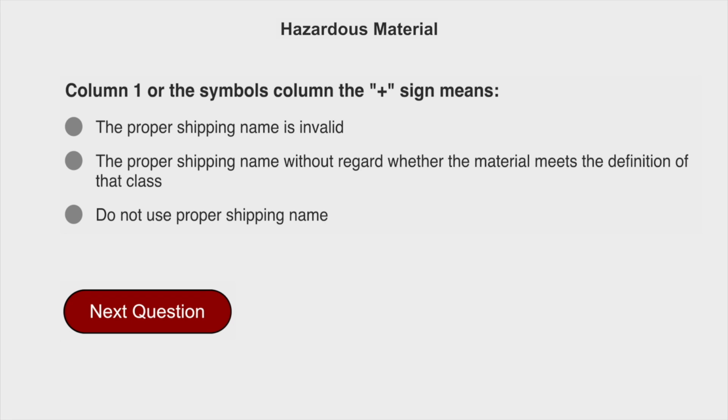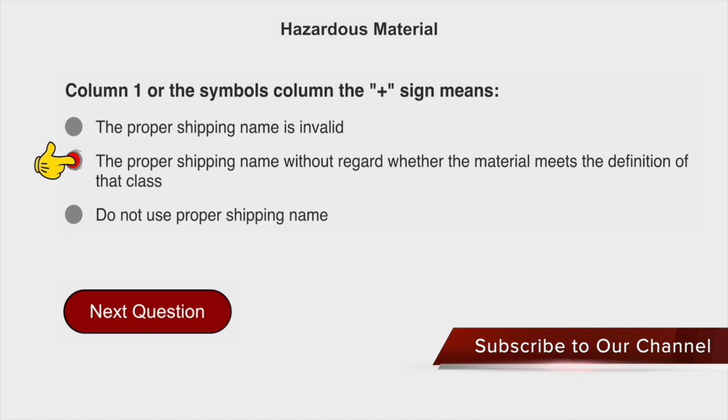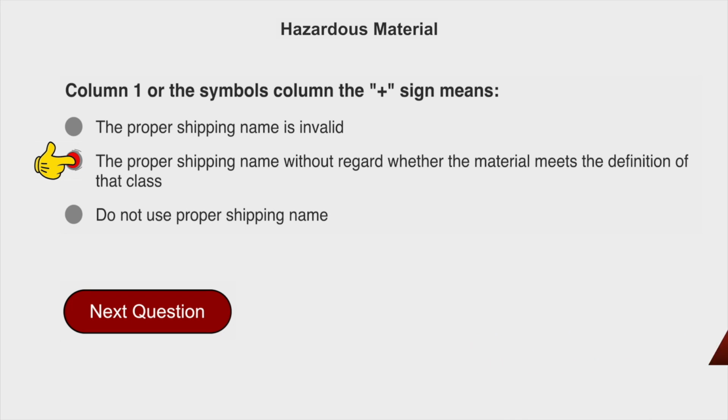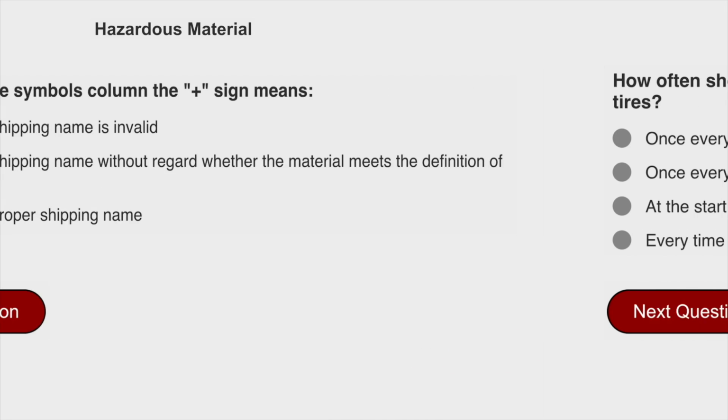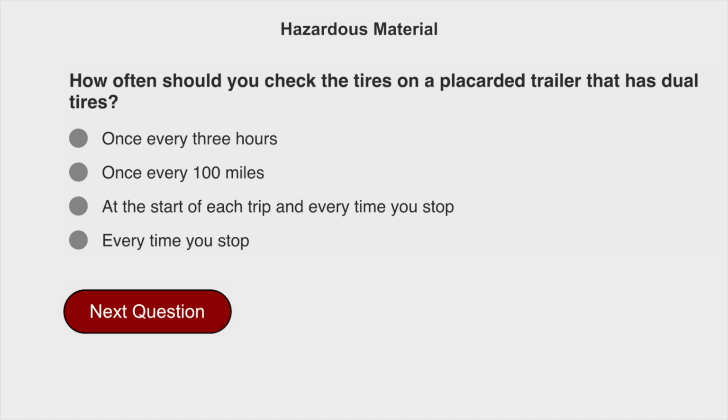Column 1 or the symbols column, the plus sign means the proper shipping name without regard to whether the material meets the definition of that class. How often should you check the tires on a placarded trailer that has dual tires? At the start of each trip and every time you stop.